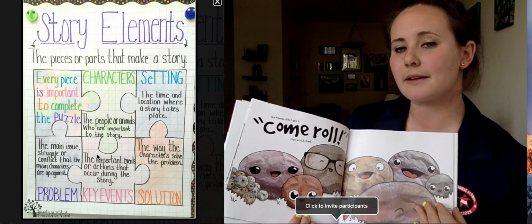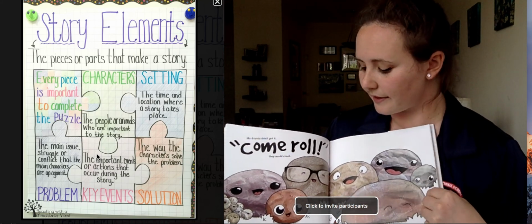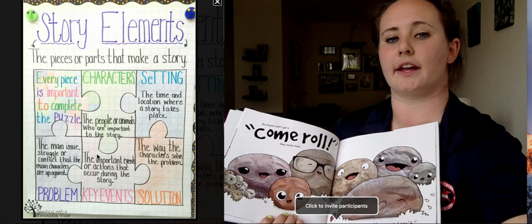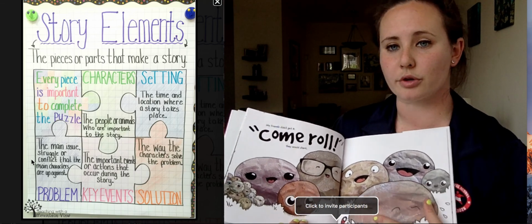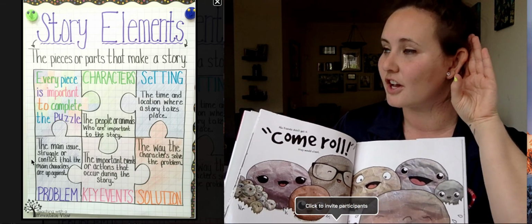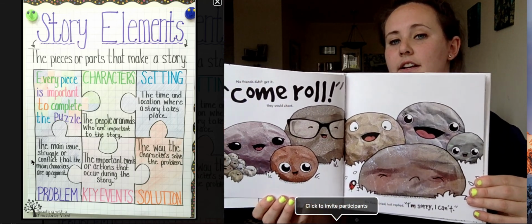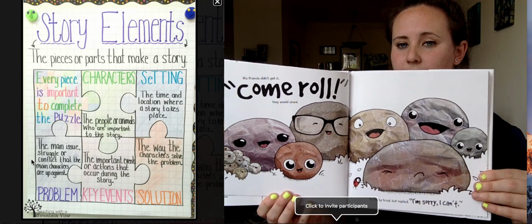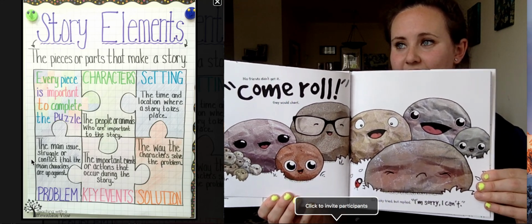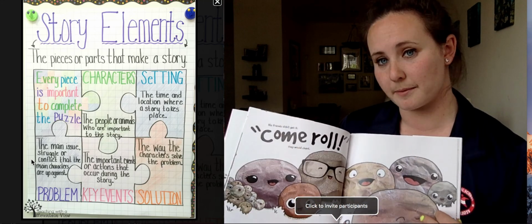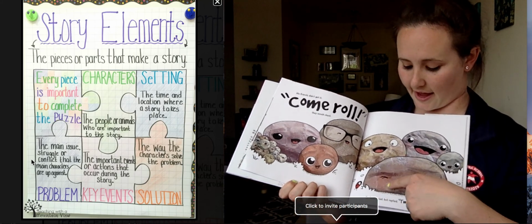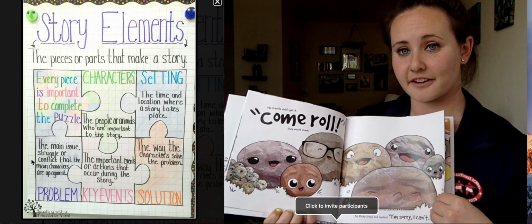And then one more thing before we move on. Do we think there might be a problem already? What do we think the problem might be? Go ahead, tell someone what you think the problem might be. Take a look at this page. How's Ricky feeling? Might be that Ricky's feeling left out and sad because he can't roll like his friends.